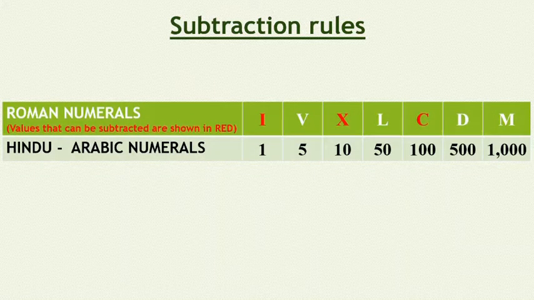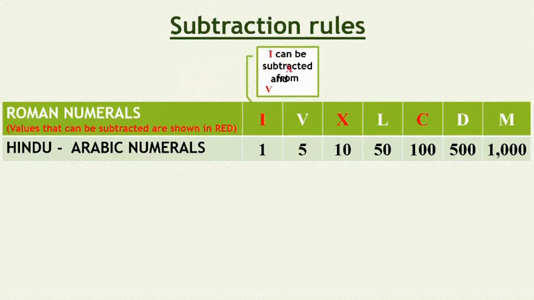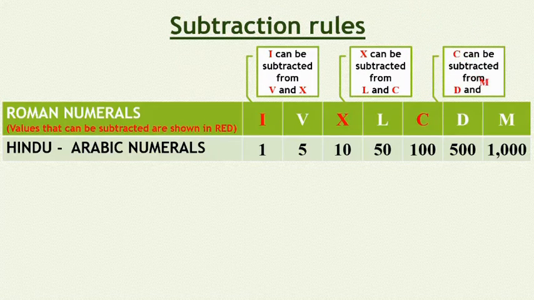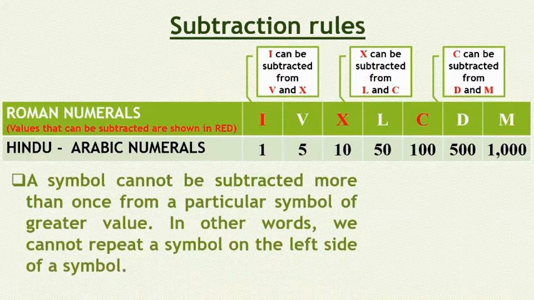Now we are going to learn the subtraction rules of Roman numerals. The values that can be subtracted are shown in red, and the values that cannot be subtracted are shown in white. I can be subtracted from V and X. X can be subtracted from L and C. And C can be subtracted from D and M. A symbol cannot be subtracted more than once from a particular symbol of greater value. In other words, we cannot repeat a symbol on the left side of a symbol.